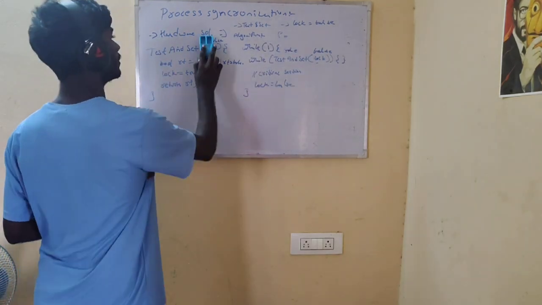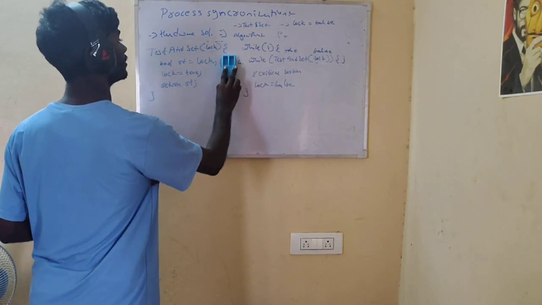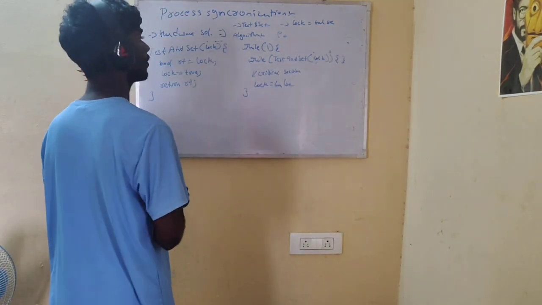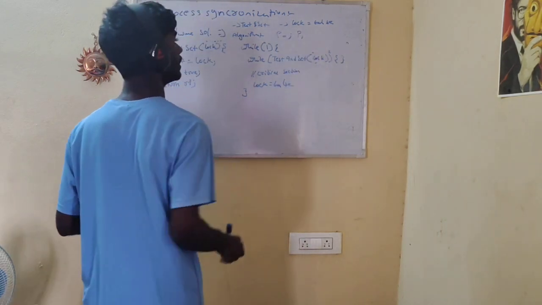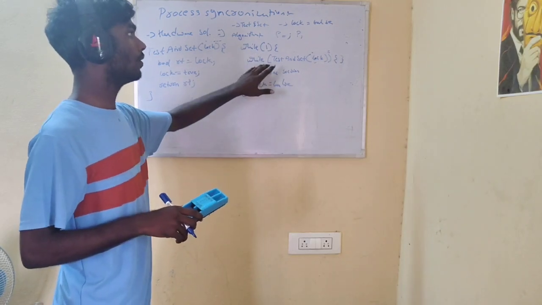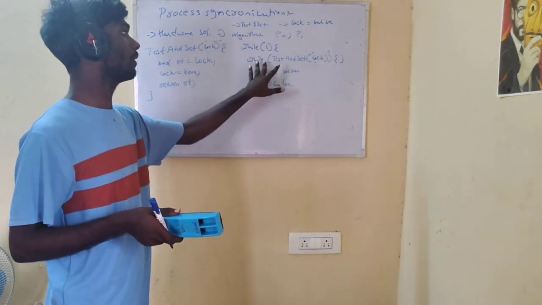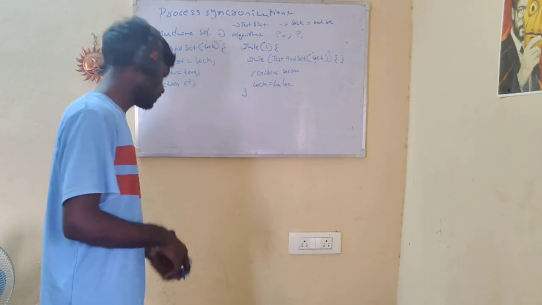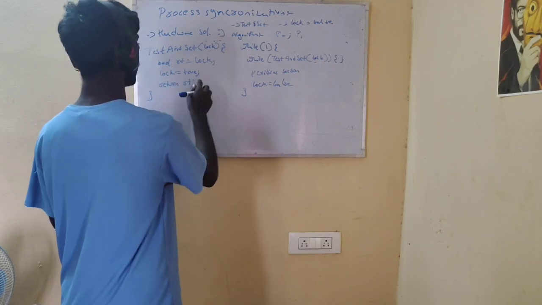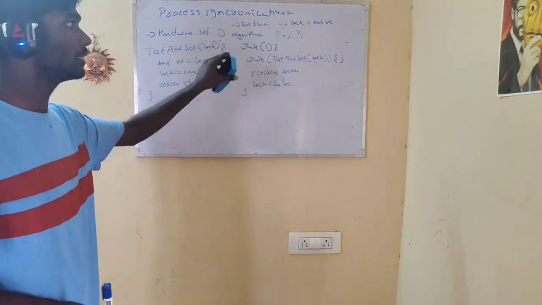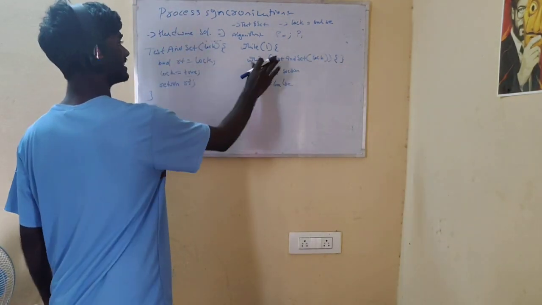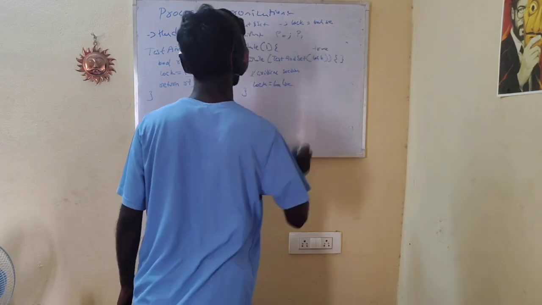Now once P0 is inside the critical section, we have another process P1 which is trying to access the critical section. We call the test and set function inside the while loop for P1, and here the value of the lock has been changed. The value of lock has been changed to true by P0, so when P1 calls the test and set function, the value of the lock will be true.